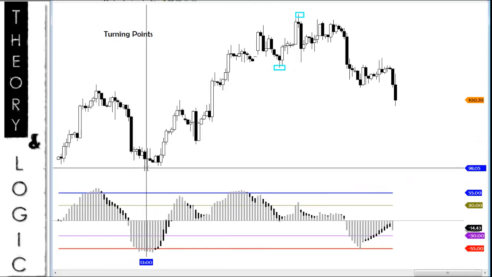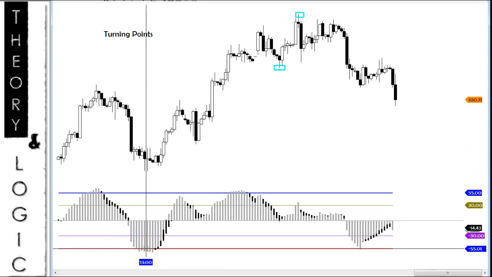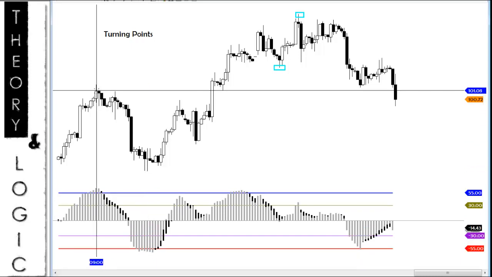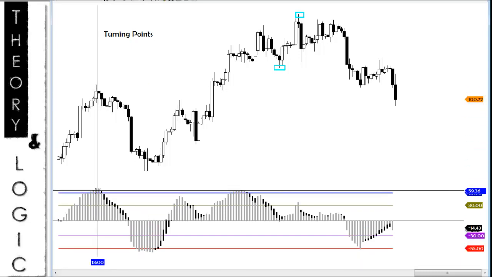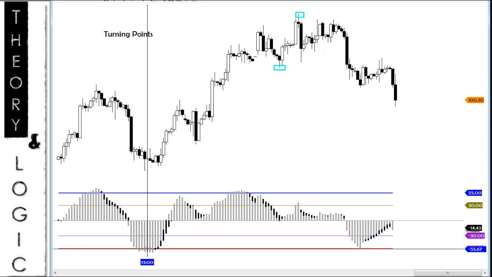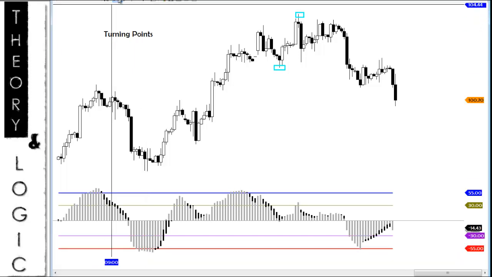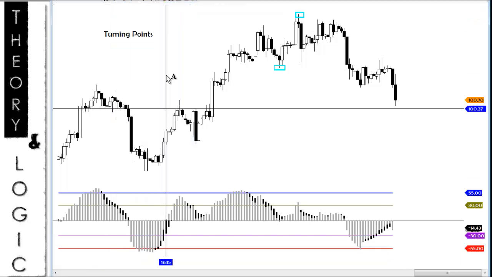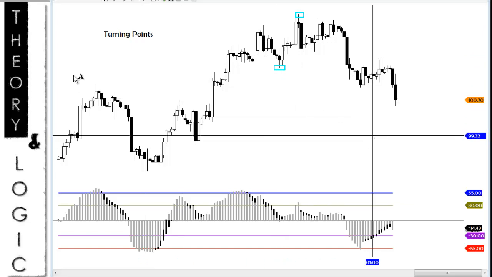Right here, we had a beautiful swing low and a turning point in the market. What was the indicator doing? It was at minus 55. Right here, we had a significant turning point. What was the indicator doing? At plus 55. So then I started to wonder, what if every time this guy hits plus 55, I sell it? What if every time this thing hits minus 55, I buy it? So my initial theory is based purely on that information.